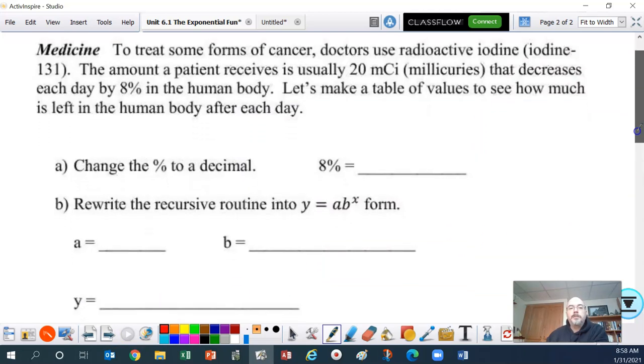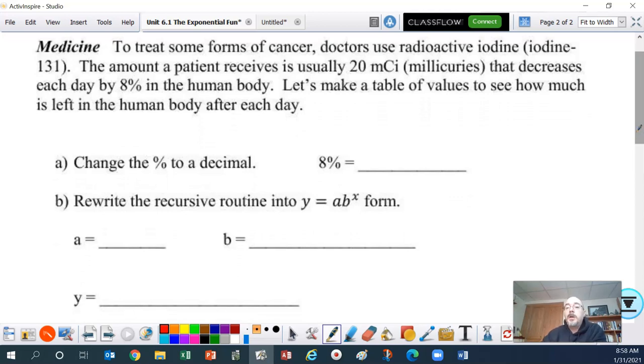All right, medicine. To treat some forms of cancer, doctors use radioactive iodine. It's called iodine-131. The amount a patient receives is usually 20 millicuries. That's the measurement they use. That decreases each day by 8% in the human body. Let's make a table of values to see how much is left in the human body after each day.